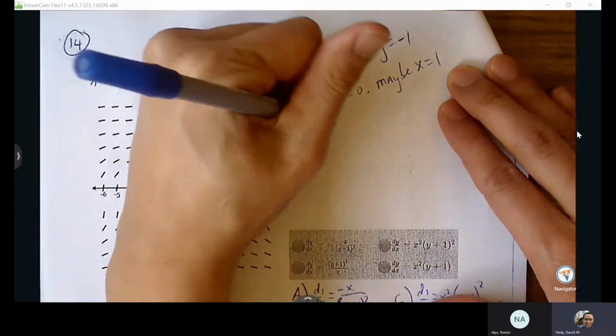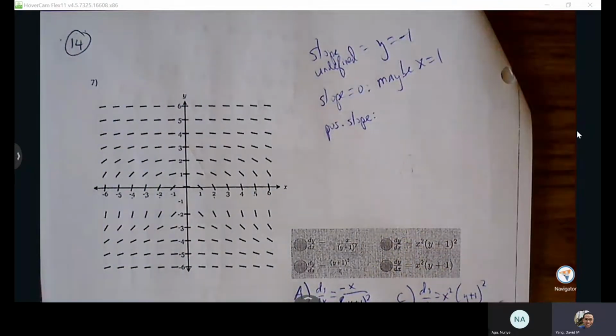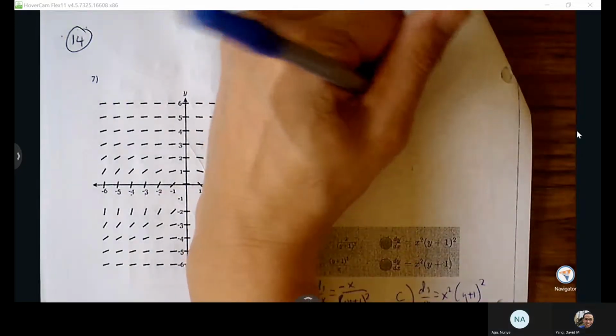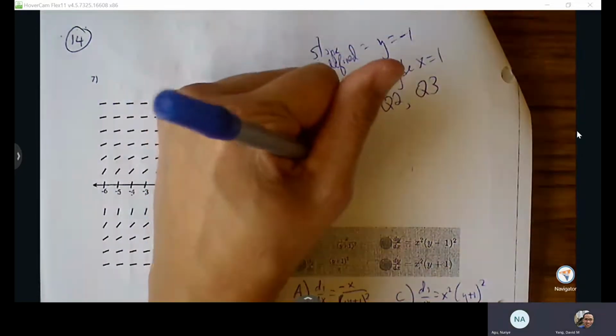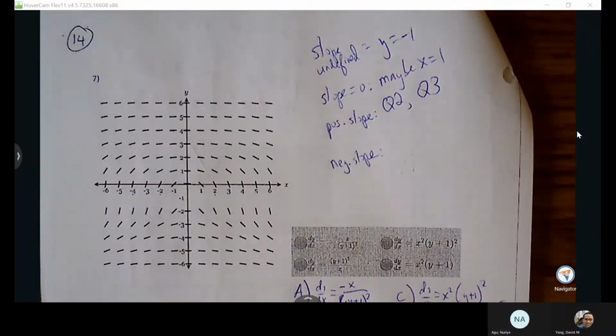Okay, do you see a collection of positive slopes? Quadrant 2 and 3. Negative slope. 1 and 4.